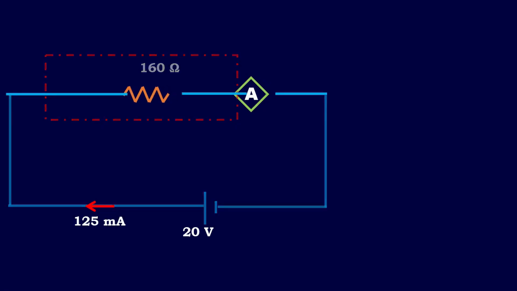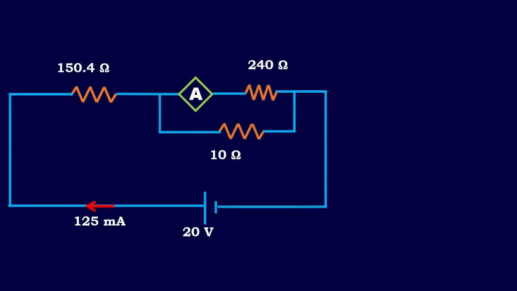Now, return to the original circuit. The total current of 125 milliampere flows through the 150.4 ohm resistor and reaches the junction. At the junction, the current splits into 2 branches. One branch has the ammeter with 240 ohm resistance. The other has the 10 ohm resistor.